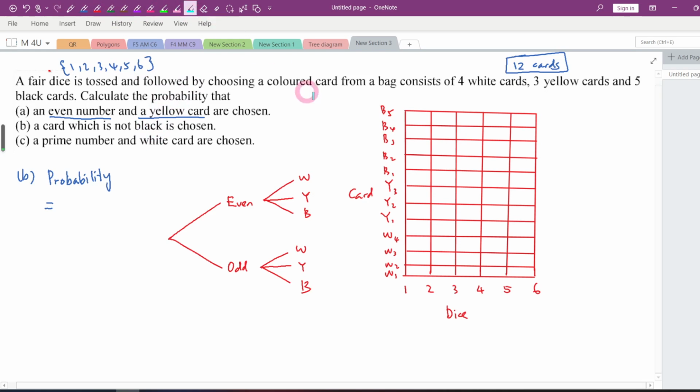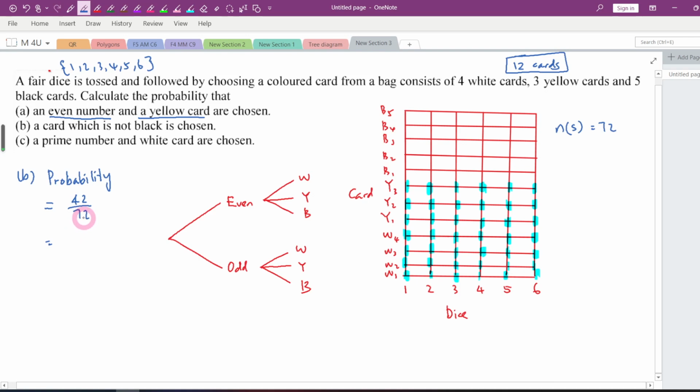So we have a lot here. Not black, it means all of this. Okay, all of these outcomes are accepted. As long as it's not a black card, it will be accepted. So total we have 72 possible outcomes. So there are 1, 2, 3, 4, 5, 6. 42 pair can be accepted. So 42 over 72. You can just use a calculator to simplify it.